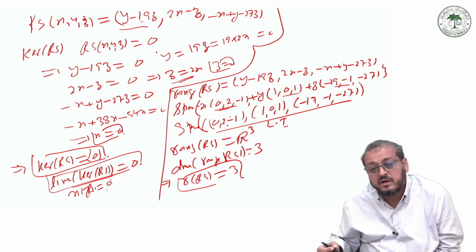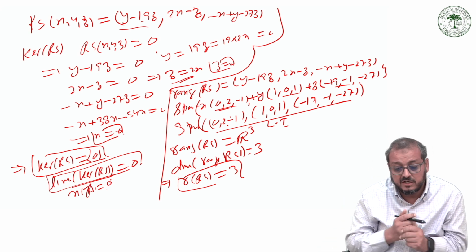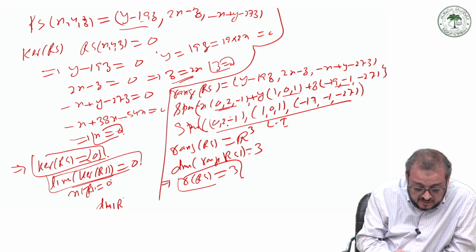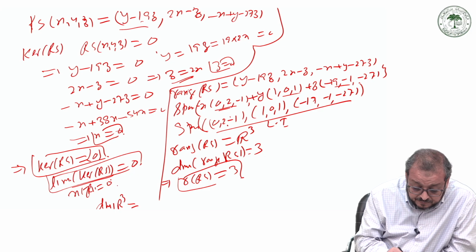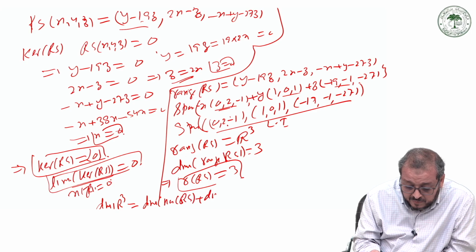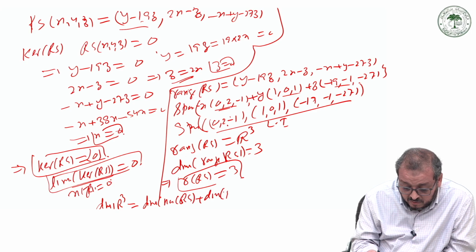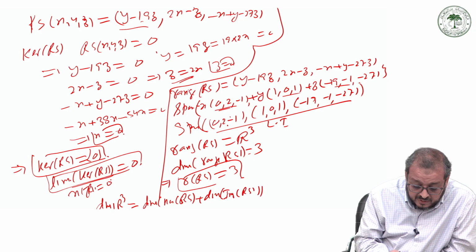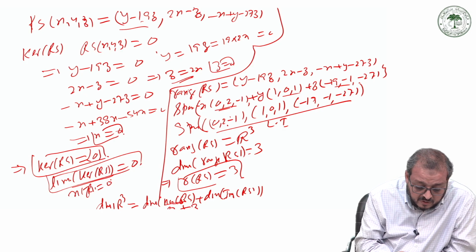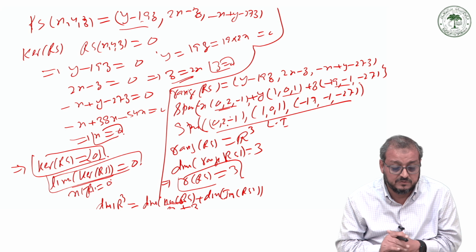Now if you want, we can verify this by the rank nullity theorem. The rank nullity theorem says that the dimension of R3 can be written as the dimension of the kernel of RS plus the dimension of the range (image) of RS. The kernel of RS we calculated as 0, and the range we calculated as 3, and this is equal to 3. This verifies the theorem also.